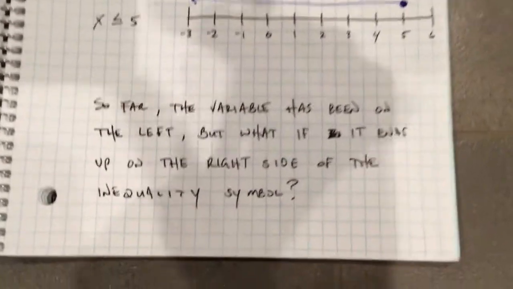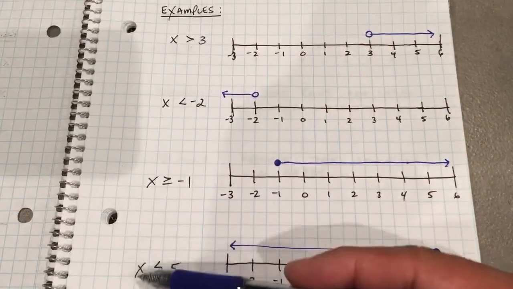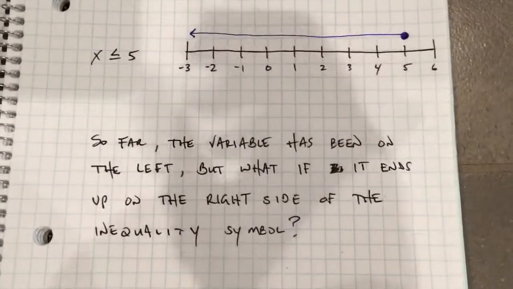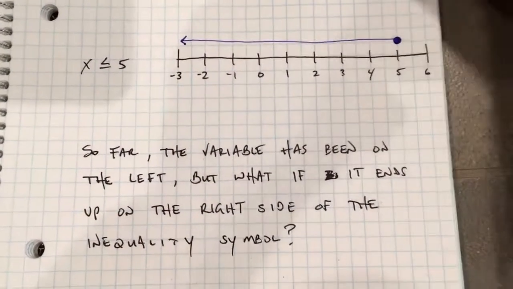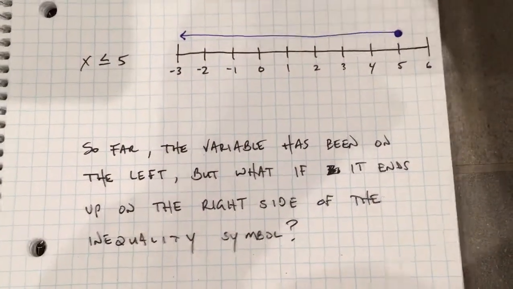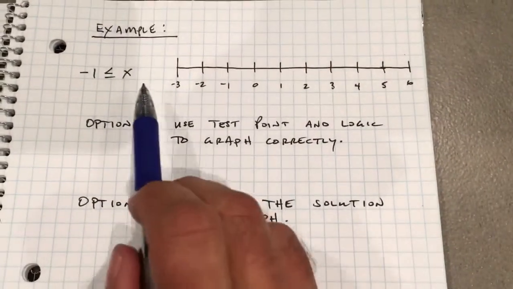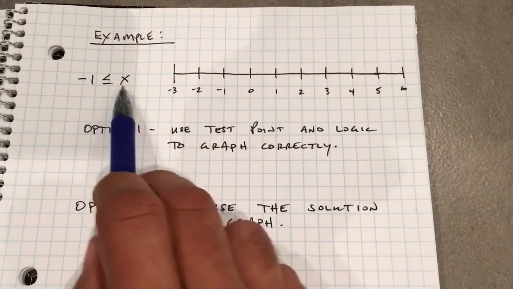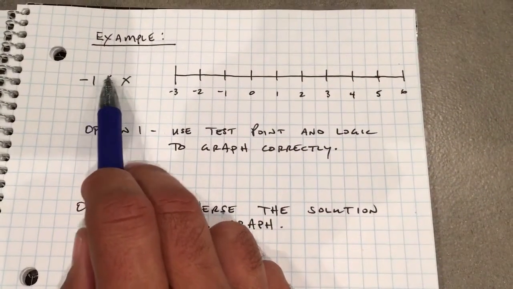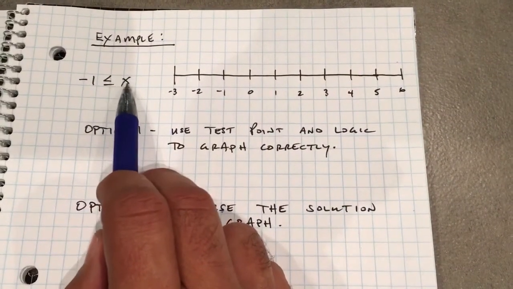Now, so far the variable has been on the left-hand side in our examples. The variable is on the left-hand side of all of the inequality symbols. But what if it ends up on the right side of the inequality symbol? You have two options. Here's your example. You can see how the variable is on the right side of the inequality now. Now this actually reads -1 is less than or equal to all the possible numbers.